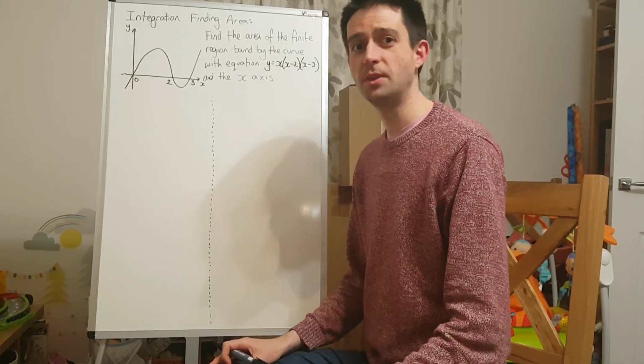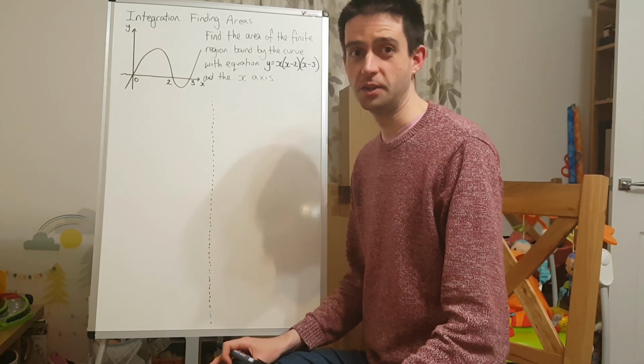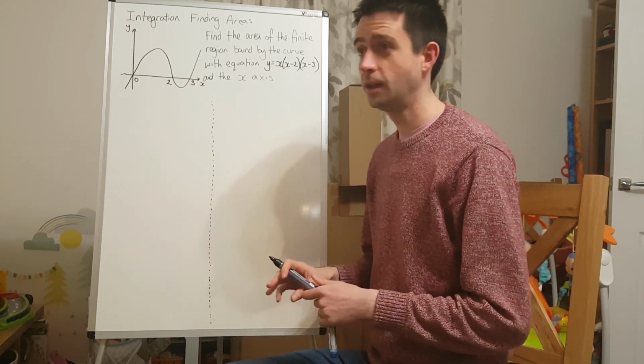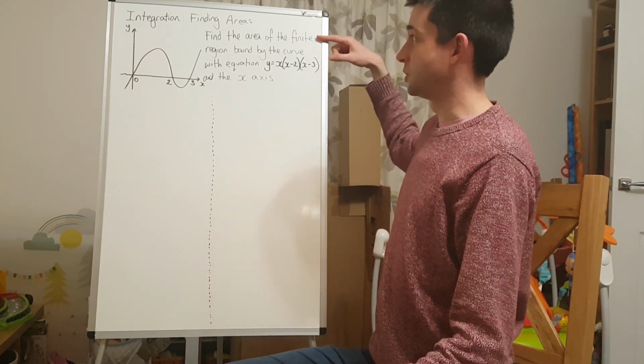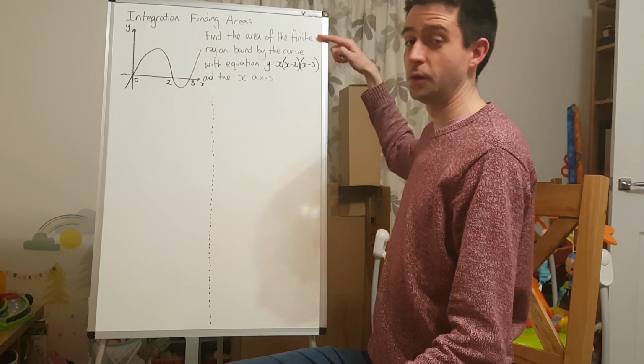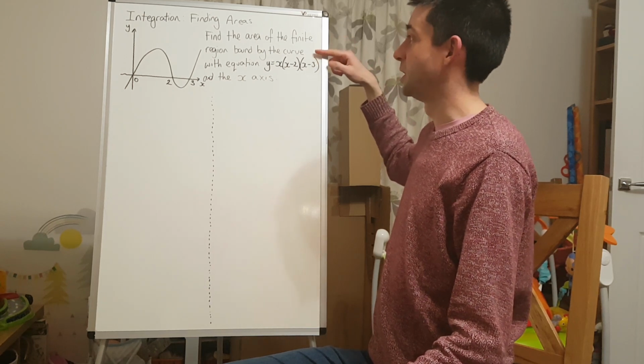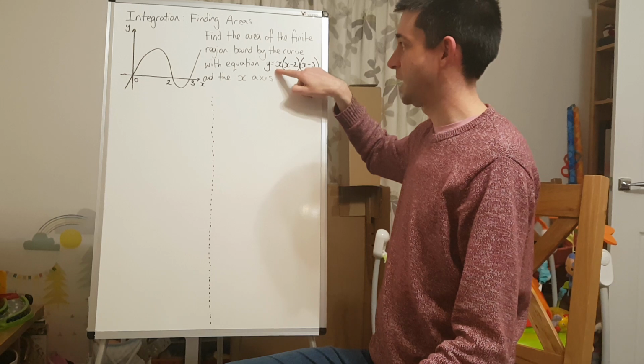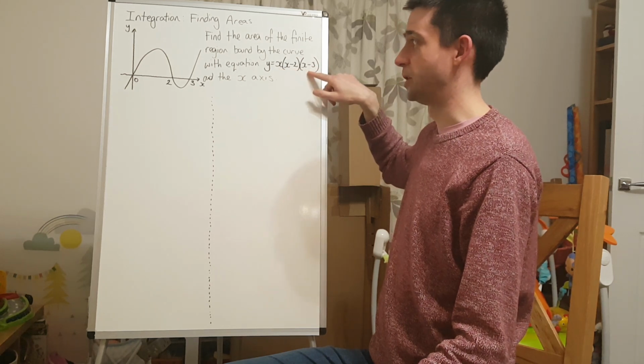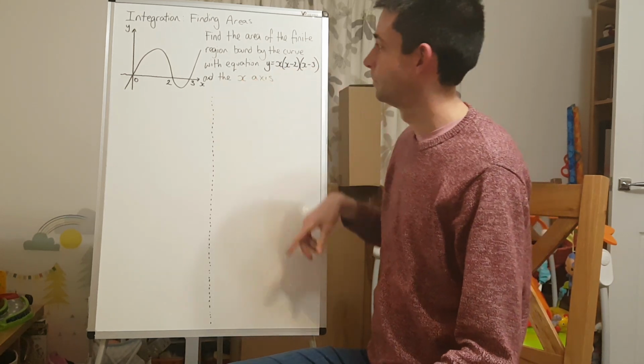Welcome to part 3 of the lesson on integration finding areas. In this example here, we're going to look at this question that's asking us to find the area of the finite region bound by the curve with equation y equals x(x - 2)(x - 3), and the x-axis.